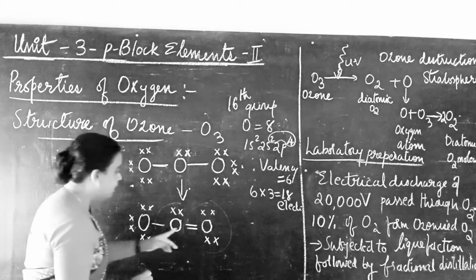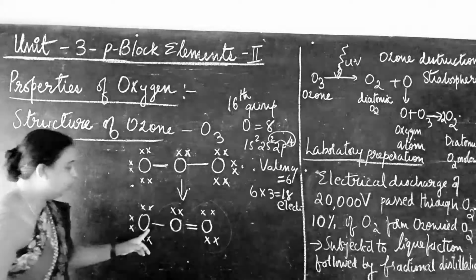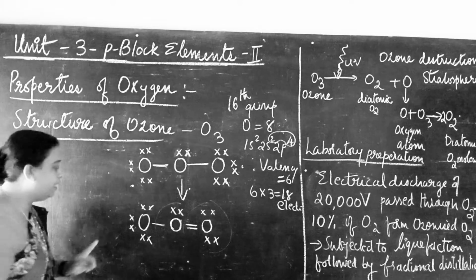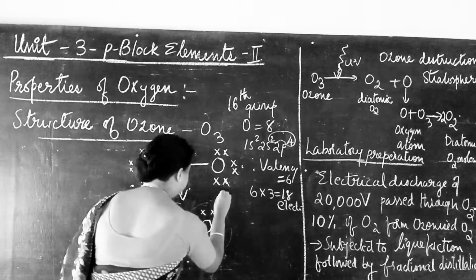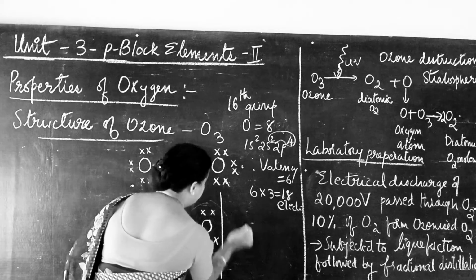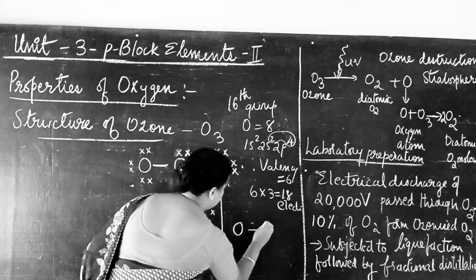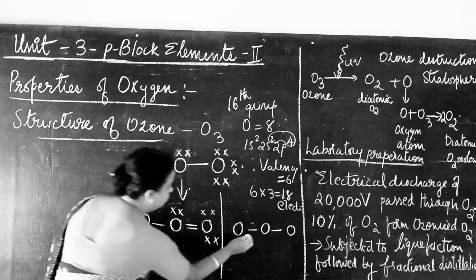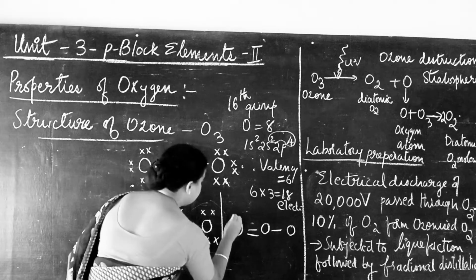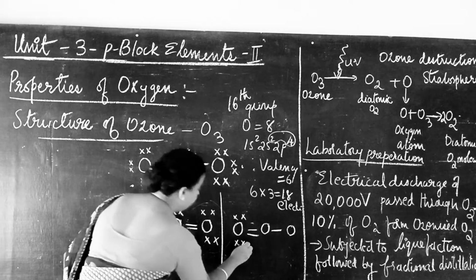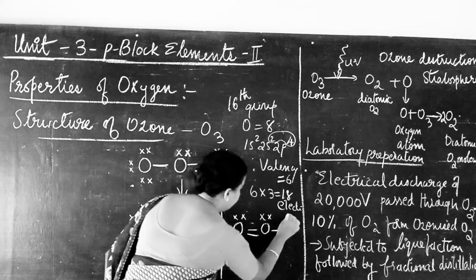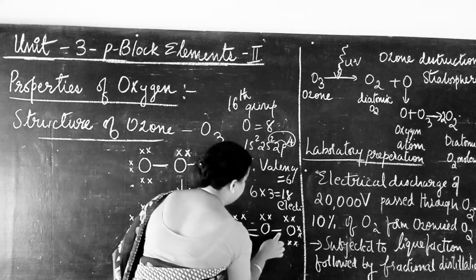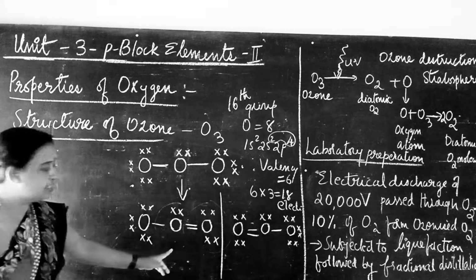Okay. Likewise, this bond can also be written. This single bond can also be put over here. So in that case, how does the structure become? This double bond I put over here. Yes. So how does it go? 1, 2, 3, 4. Now here 1, 2. Here it becomes 1, 2, 3, 4, 5, 6, 7, 8. So this is another resonance structure.